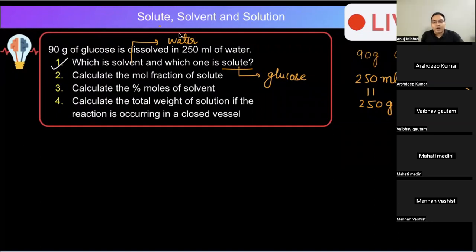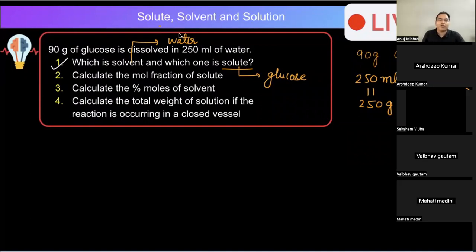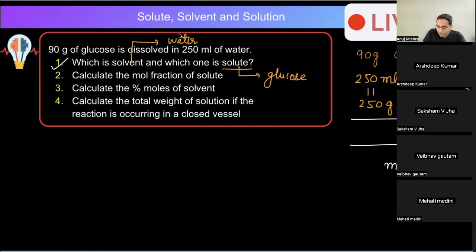Question number 2, calculate the mole fraction of solute. Question number 3, calculate the percent by moles of solvent. Question number 4, calculate the total weight of solution if the reaction is occurring in a closed vessel. You are mixing glucose with water, so can we apply conservation of mass? Mass is conserved, so I can say this is total 340 grams. So option number 4 is also solved. Please type 1 in chat box if 4 is clear. Very good, everyone is able to answer.